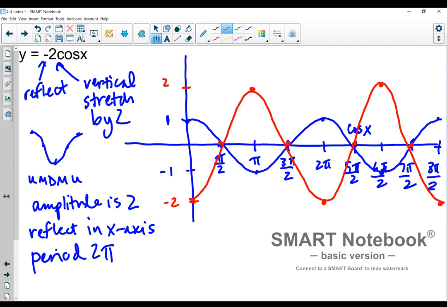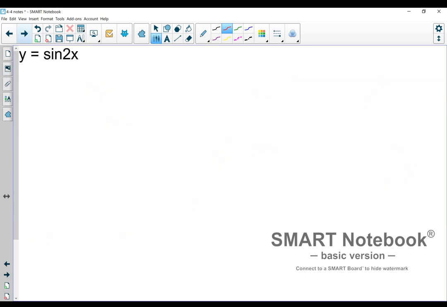So the reflecting means now it's down, middle, up, middle, down. And instead of going from -1 to +1, I'm going from -2 to +2. So this one will be -2 cosine x. So there's one example. All right.